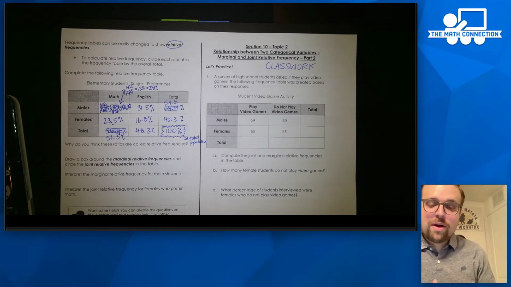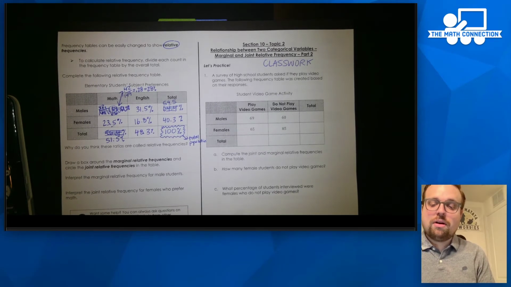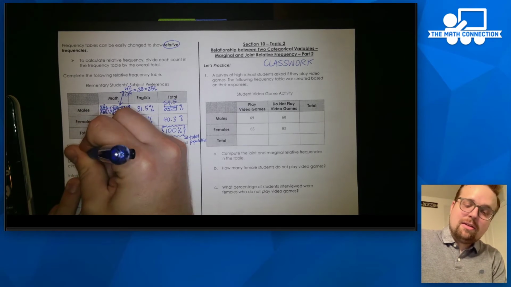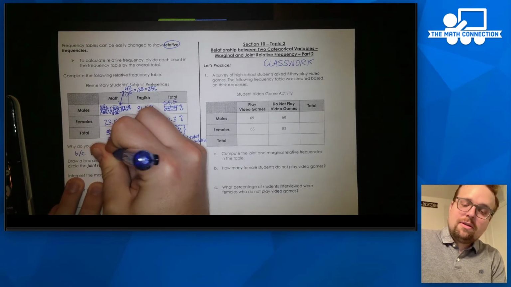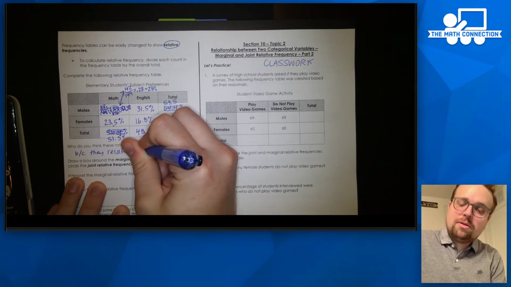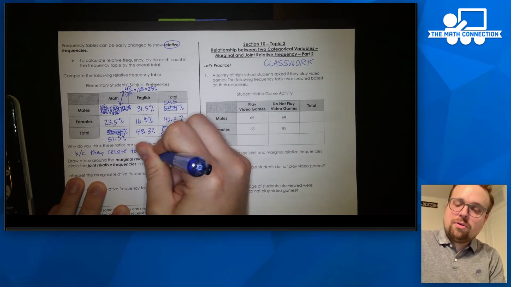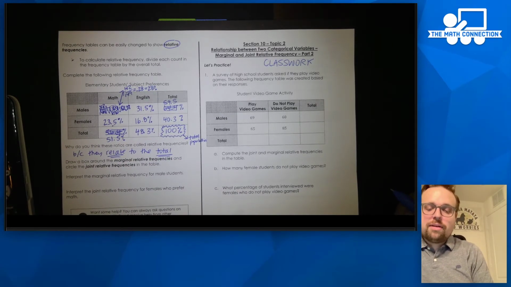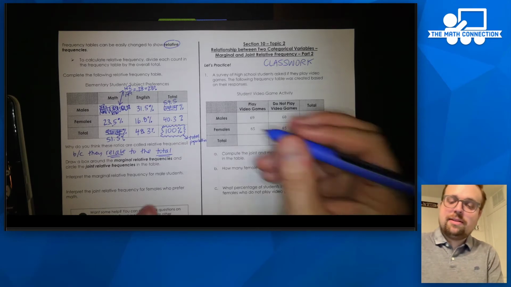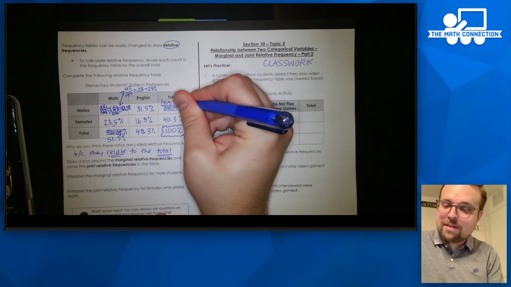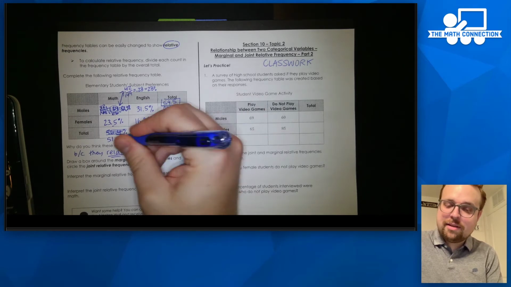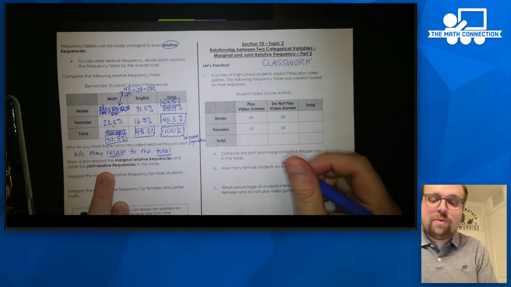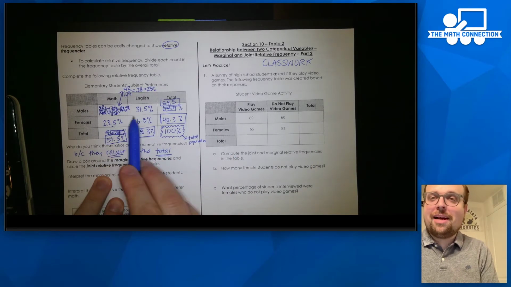Okay, so the question says, why do you think these ratios are called relative frequencies? Because they relate to the total. That's the key word. They relate to the total. Draw a box around the marginal relative frequencies. So remember, marginal means the ones on the outside. So a box here, a box here, a box here, and a box here. And then your joint relative frequencies are going to be the values inside the table.